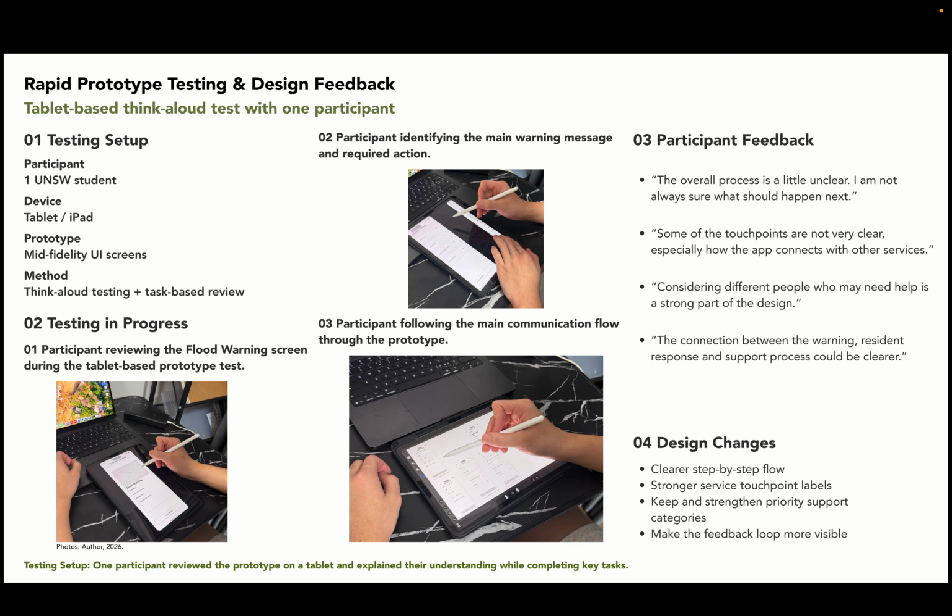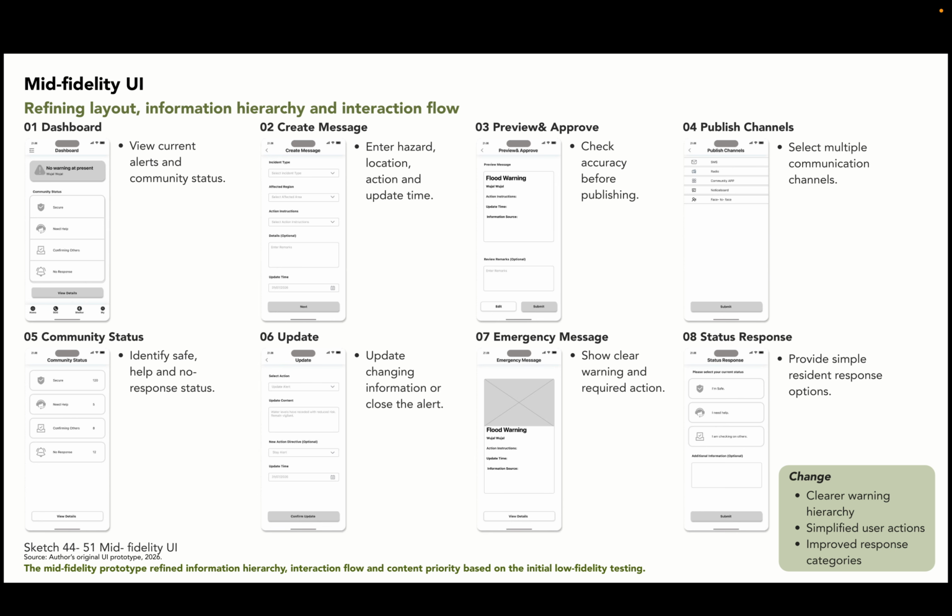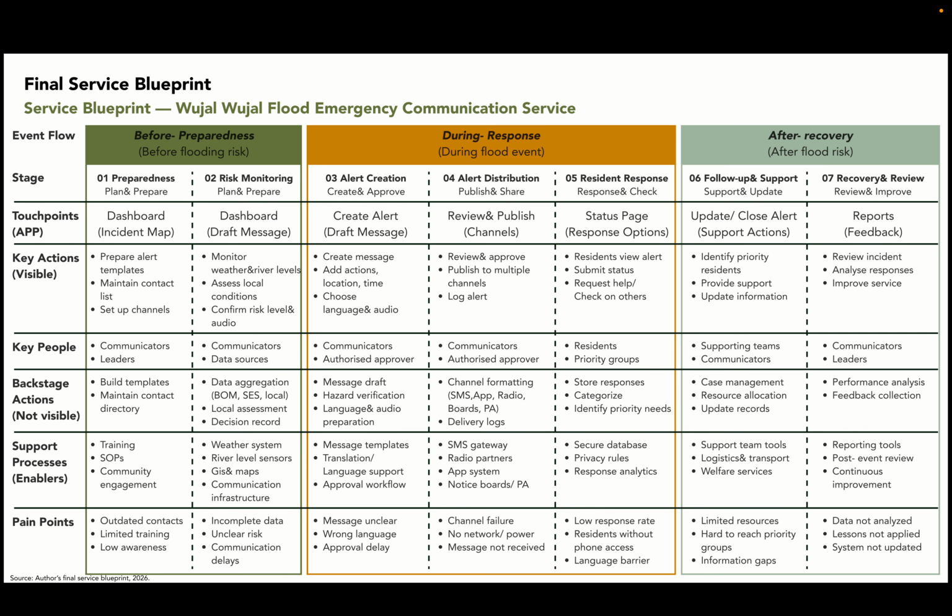I tested the prototype with one participant on an iPad. The main feedback was that some parts of the flow and service touchpoints were unclear. However, the participant said that considering support needs was a strong part of the design. The feedback helped me make the flow and support relationships clearer. The revised version improved warning hierarchy, simplified actions, and clarified resident response options.